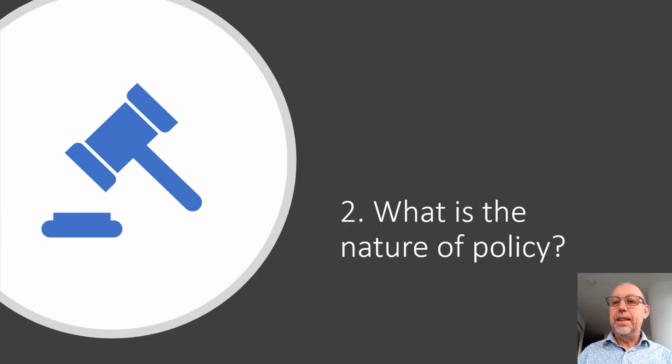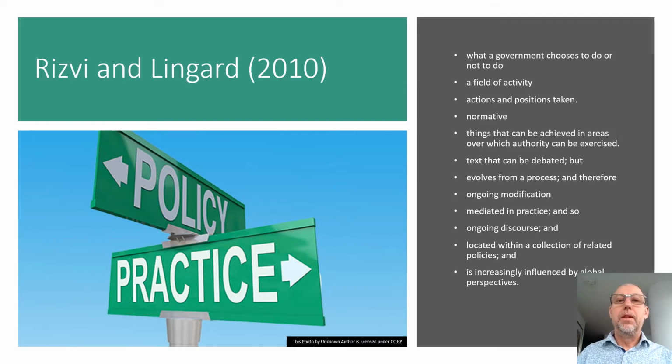So, what is the nature of a policy to govern all of those kinds of issues? Rizvi and Lingard in 2010 observed that there is no single agreement on what a policy is, or should be, or even how it should be constituted. But their review of the literature suggests some important considerations for what a policy should address. It should indicate what the government chooses to do or not to do. It delineates a particular field of activity and the actions and positions taken in response to that. It's normative in the sense of providing guidelines for good practice.